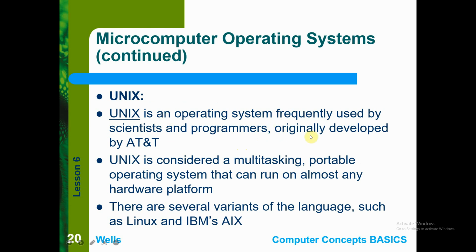Defining Unix: it is also another operating system. It was originally developed by AT&T, but its purpose was scientific research and programming. It is considered a multitasking, portable operating system and can run on any hardware platform. Later on, variants were developed, for example Linux.